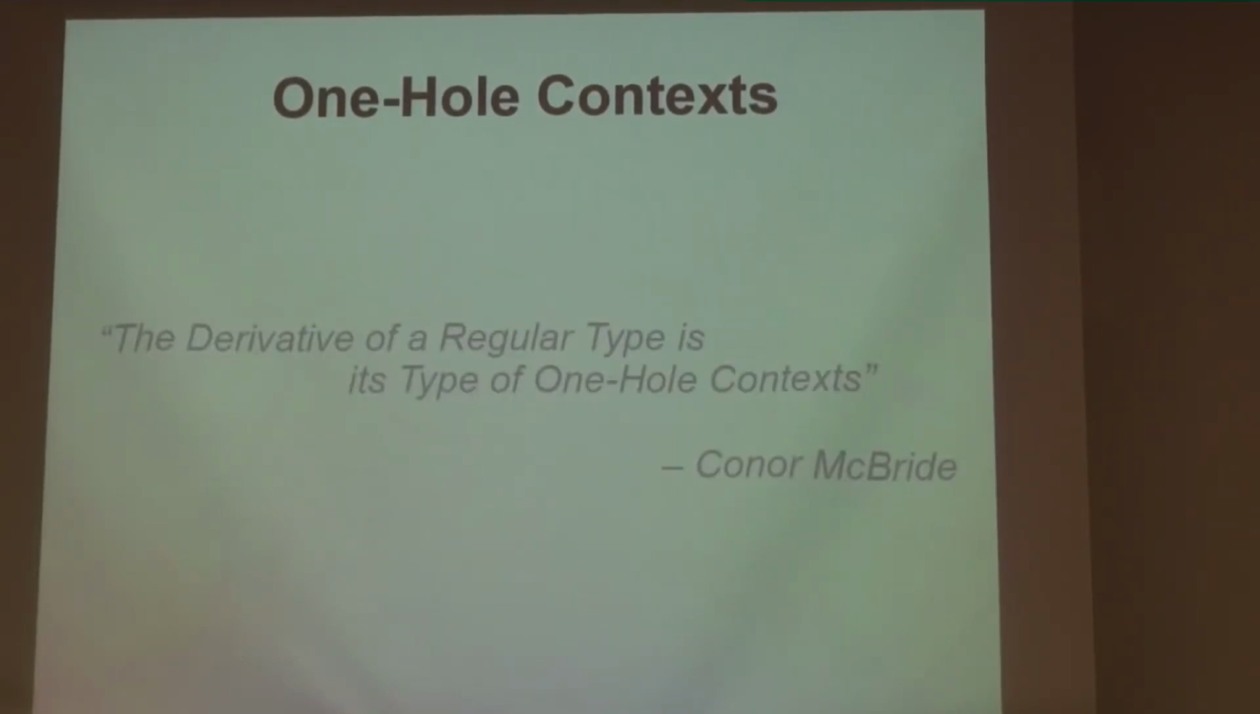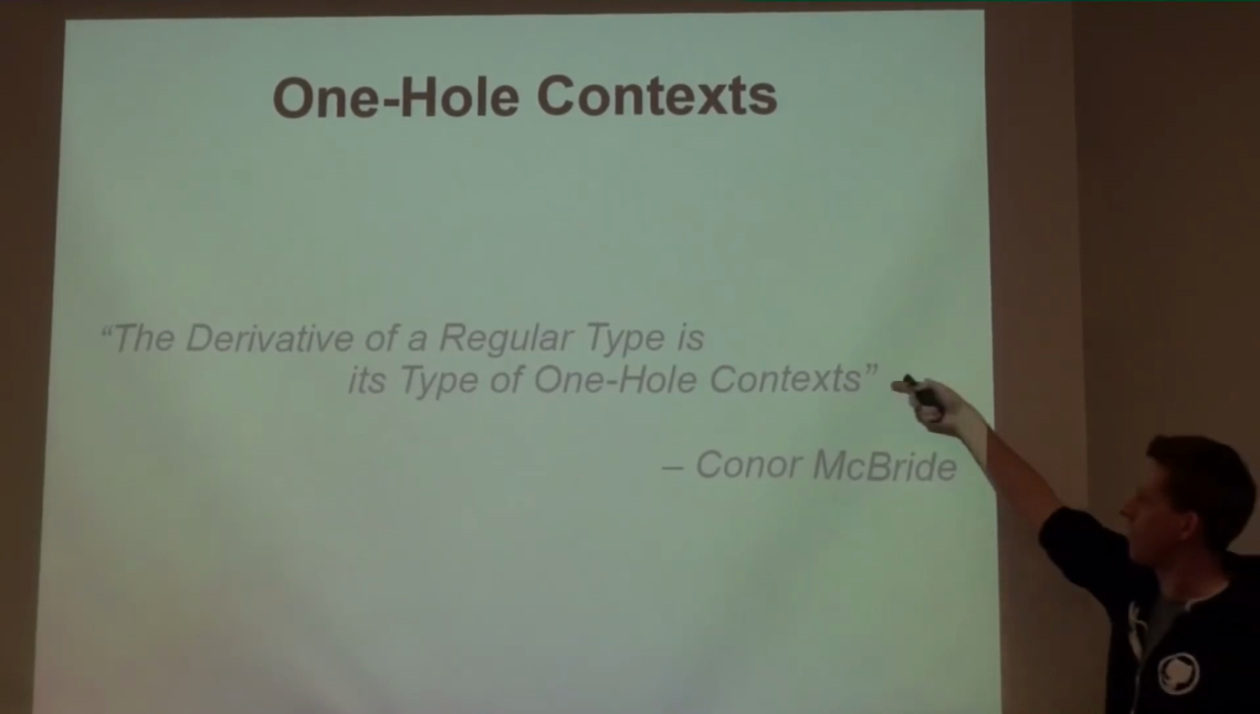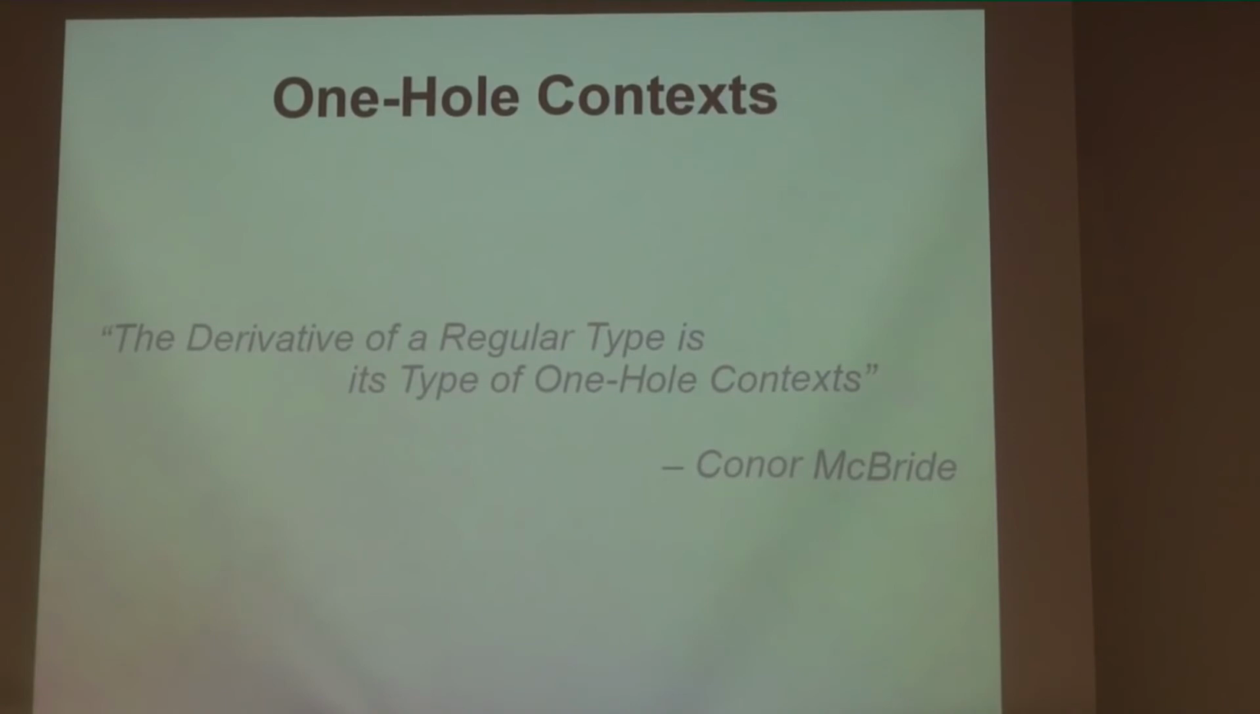And this was noted in a paper by Conor McBride, which has this title: The derivative of a regular type is its type of one whole contexts. I'm going to skip over what he means by a regular. Just for the moment, imagine he means type. And I'll talk about regular types towards the end.